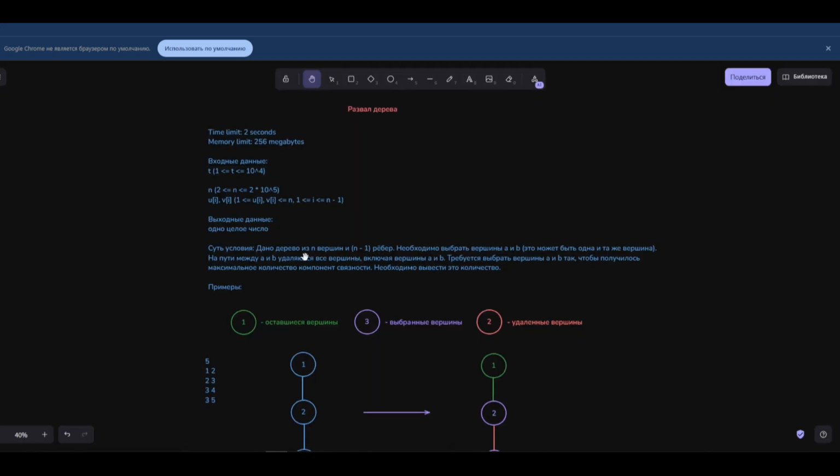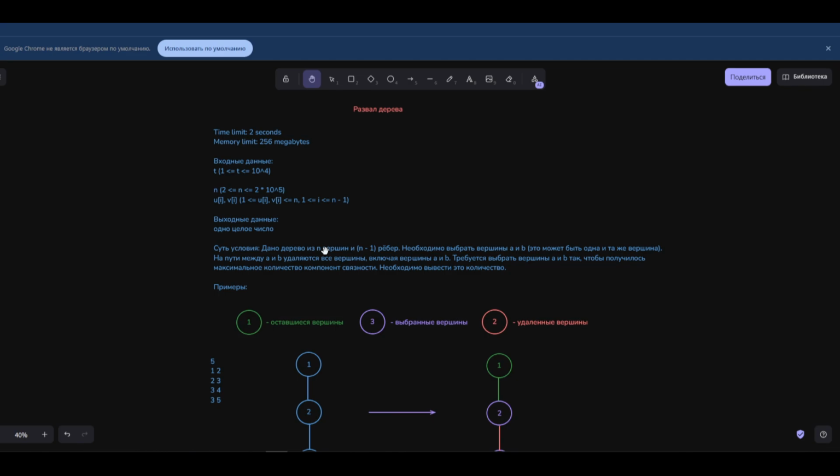Basically, if we summarize, we have a tree with n vertices. There are n vertices and n-1 edges. You need to choose vertices A and B, which can be the same vertex. All vertices on the path between A and B are removed, including A and B themselves. You need to choose these two vertices in such a way that you get the maximum number of connected components, and output their quantity. A connected component, in this situation, is a tree formed after removing the path. We will have a forest of trees, and we need to find the largest possible forest, with as many separate trees as possible.